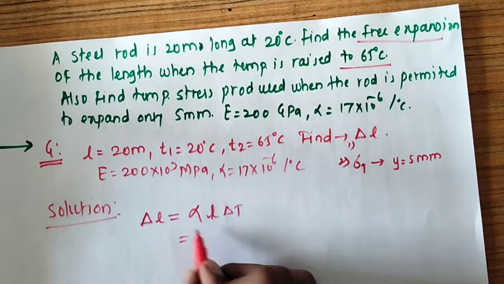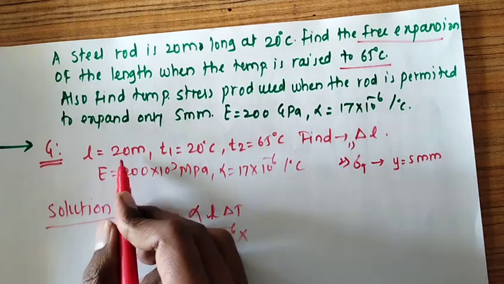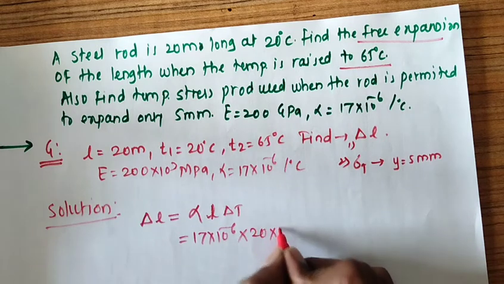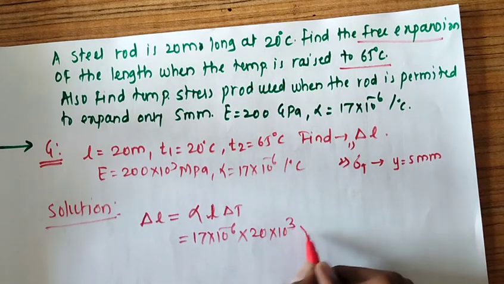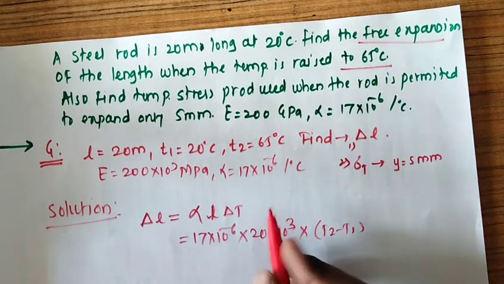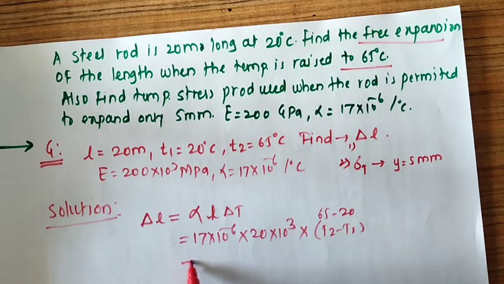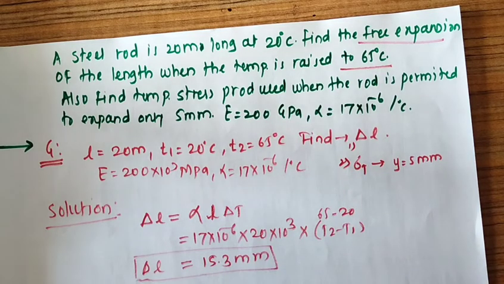So alpha is how much? Alpha is given 17 into 10 raised to minus 6, into length is 20 meter. I put in mm, 20 into 10 raised to 3, into delta T. Now delta T is T2 minus T1, that is 65 minus 20. So if you put this, we get value of delta L, that is free expansion, and this value is 15.3 mm. So we get the first answer when there is free expansion.